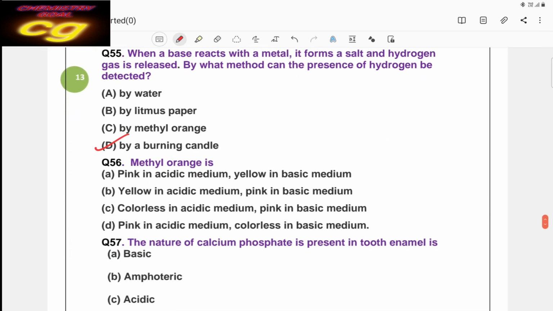Methyl orange is pink in acidic medium, yellow in basic medium, or yellow in acidic medium, pink in basic medium. This question we have already discussed. Methyl orange is pink in acidic medium, yellow in basic medium. This is the correct answer. Pink in acidic medium, yellow in basic medium, that is methyl orange.